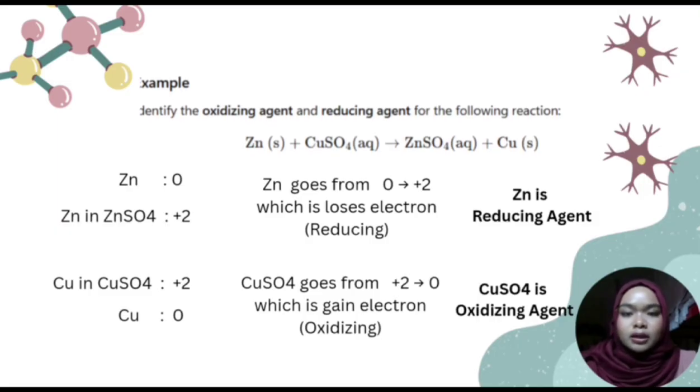This is the other example. Zinc on the left equals 0, while zinc in ZnSO4 equals 2+. Zinc goes from 0 to 2+, which is a loss of electrons, so it's the reducing agent. Cu in CuSO4 equals 2+, while the other Cu is 0. Cu goes from 2+ to 0, which is a gain of electrons, so it's the oxidizing agent.